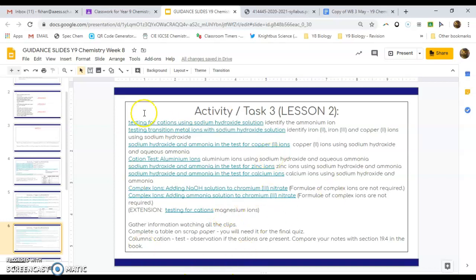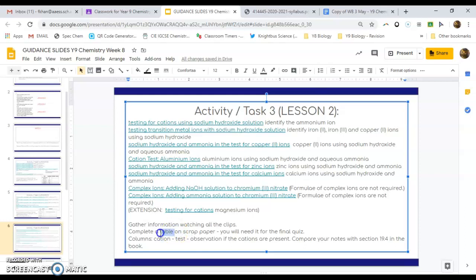So gather as much information as you can, watching the quiz. Complete any notes on scrap paper. You will need them for the final quiz. What I would suggest is that you come up with your own table. In that table, you come up with the following columns: cation, test, and the observation if the cations are present. Then you can compare your notes with the notes in section 9.4 in the book, and you can purple pen them if you so wish.